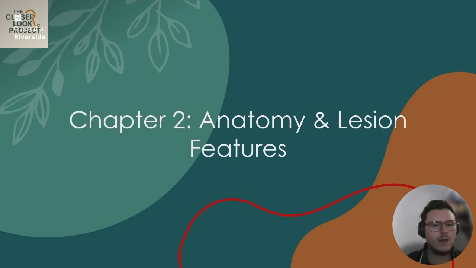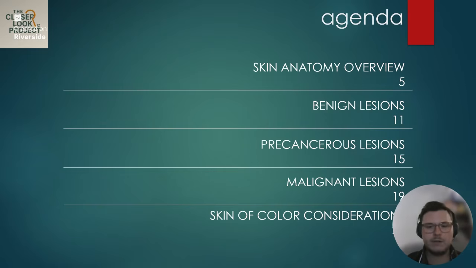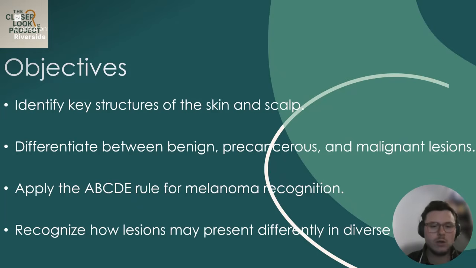Today we're going to discuss chapter 2 of the book, which is anatomy and lesion features. For the agenda, we have skin anatomy overview, benign lesions, pre-cancerous lesions, malignant lesions, and skin of color considerations. For the objectives, we are going to identify key structures of skin and scalp, differentiate between benign, precancerous, and malignant lesions, apply the ABCDEs rule for melanoma recognition, and recognize how lesions may present differently in diverse groups.